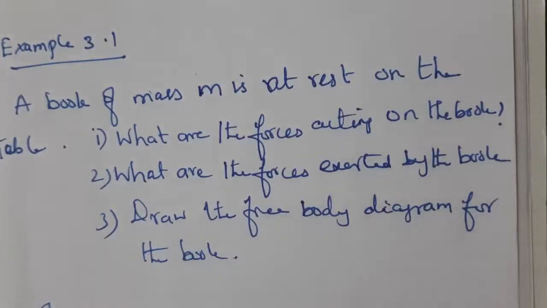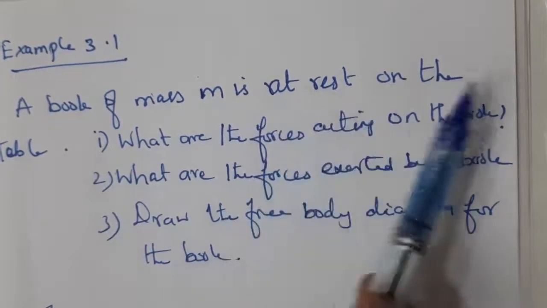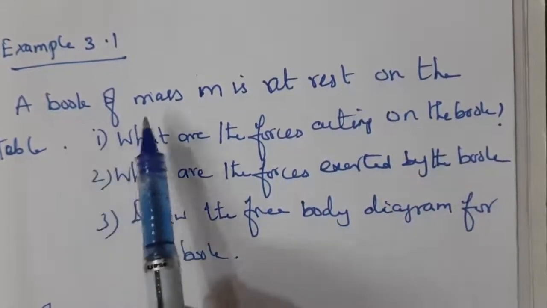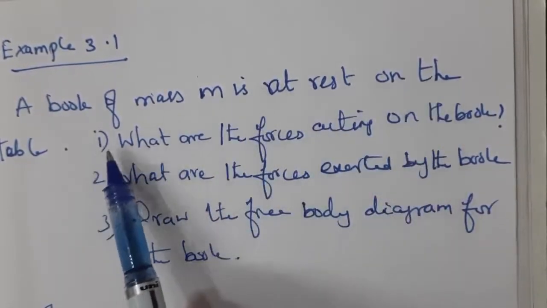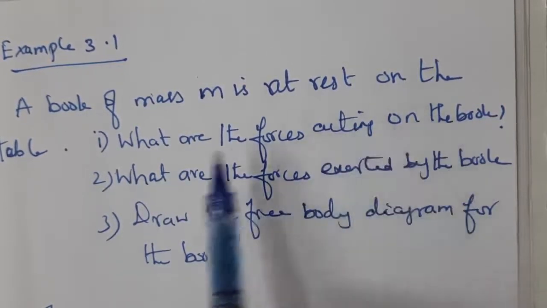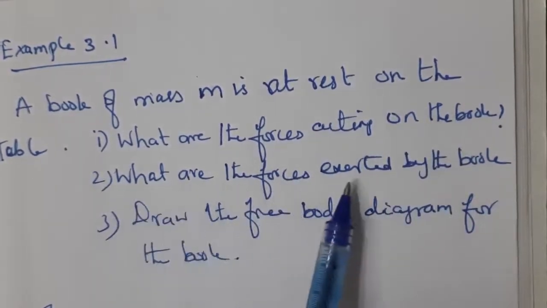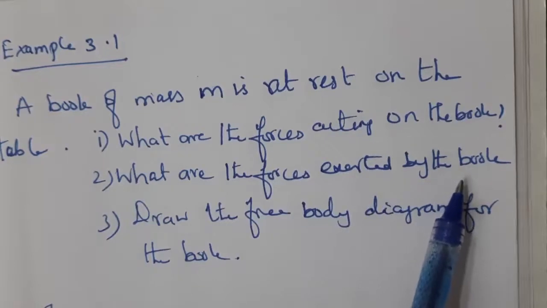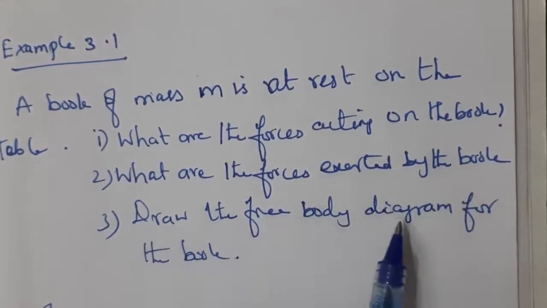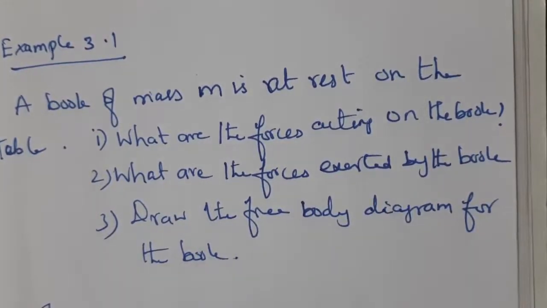Let's see example 3.1. A book of mass m is at rest on the table. First question, what are the forces acting on the book? Second question, what are the forces exerted by the book? Third, draw the free body diagram for the book. Let's see the solution.